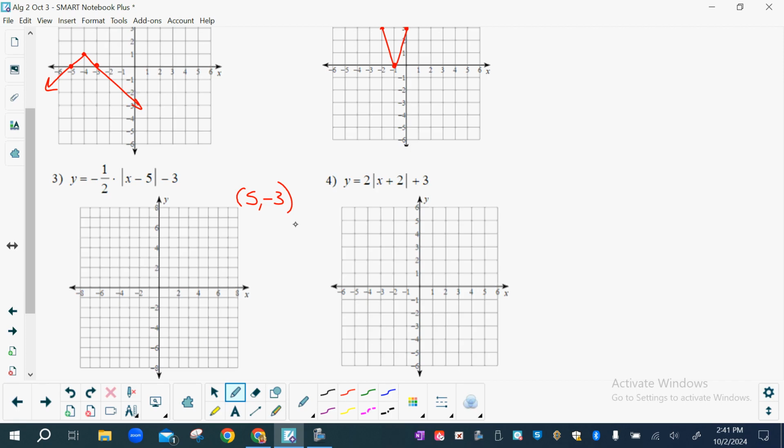So 5, -3, and then what's our slope? Oh, I think that's -1/2. So we know because of the negative, it's not going to face up, it's going to face down. So this 5, -3 is going to go, this could be the same thing as -1/2, right? So we're going to go down 1, right 2. We have to face it down, so we're going to put that negative on the top. And then where would my other point be? Down 1, left 2.